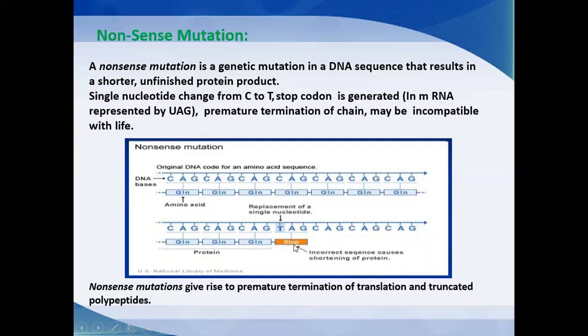A stop codon. That's why the stop codon is UAG. So after the addition of glutamine, the protein synthesis is immediately terminated. That's why we get a very small number of amino acids in the protein molecule. So nonsense mutations give rise to premature termination of translation and truncated polypeptides. Truncated means short polypeptide chains arise due to nonsense mutations.